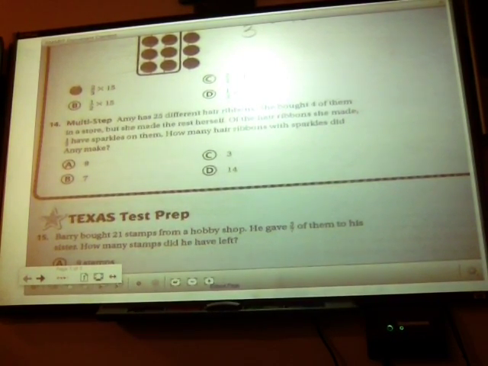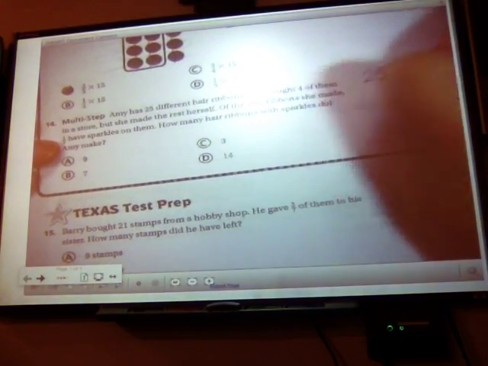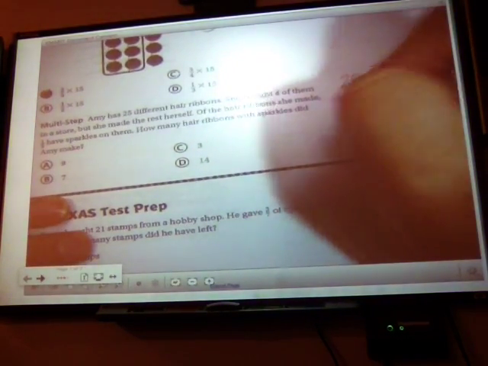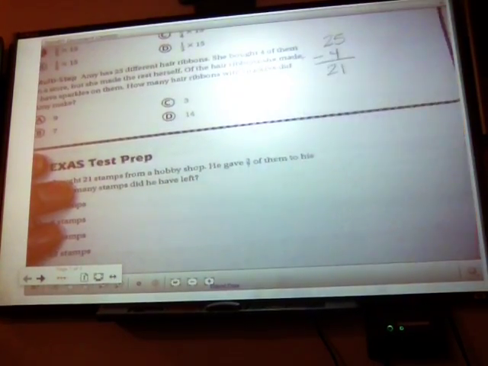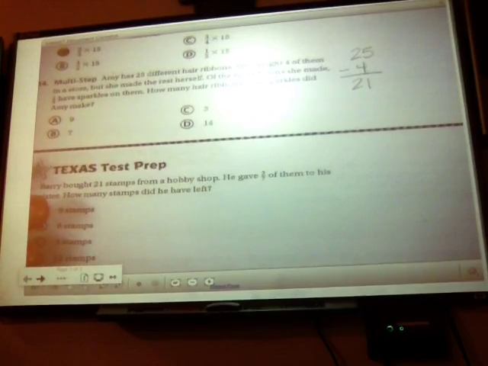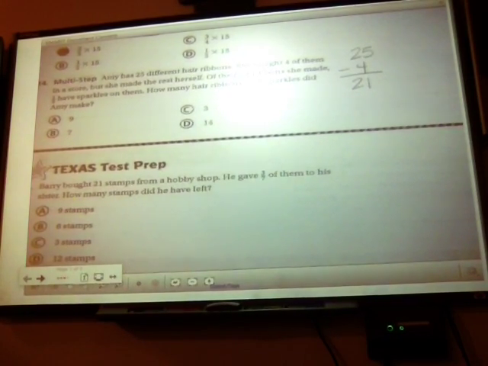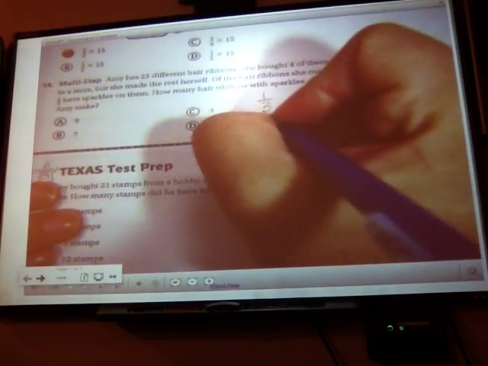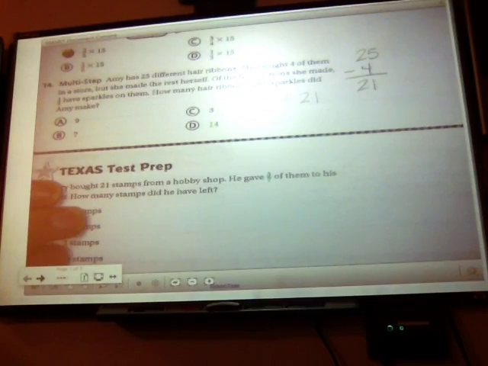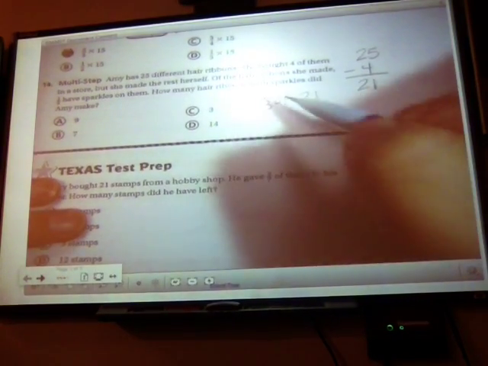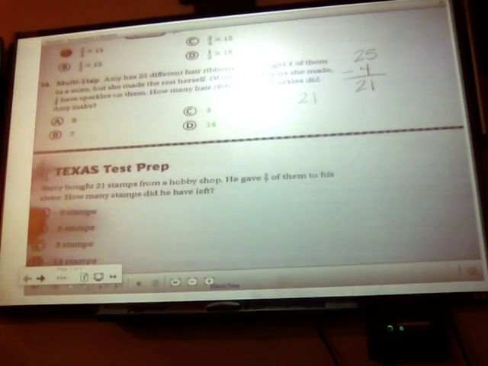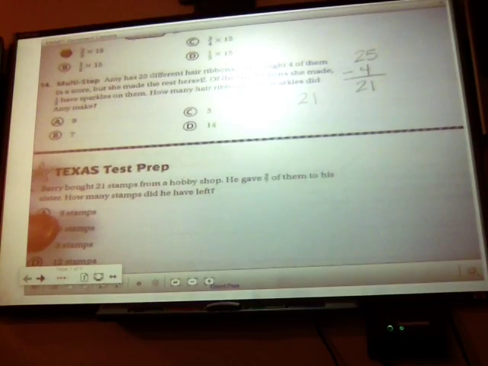Okay, so I want to know how many sparkle hair ribbons she made. She had 25, but what's the problem with 4 of them? She bought them. I don't care about those bought ones. So I really care about the total of 21 hair bands that she made. So if it's saying 1/3 of them, my problem would be 1/3 of 21. Right? 1/3 of my 21 is what? 7.